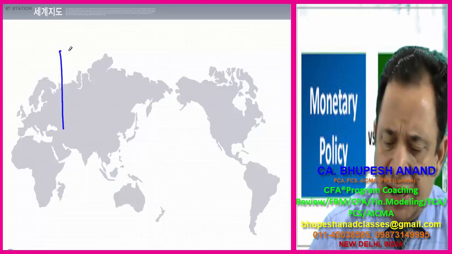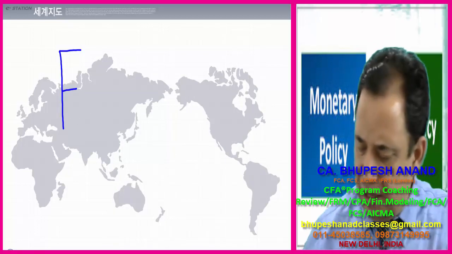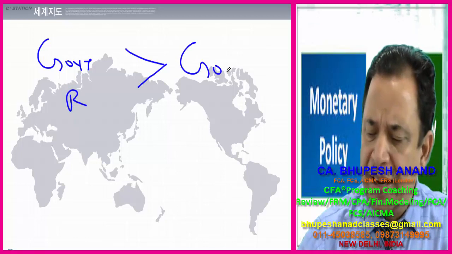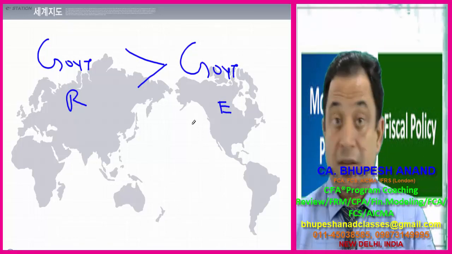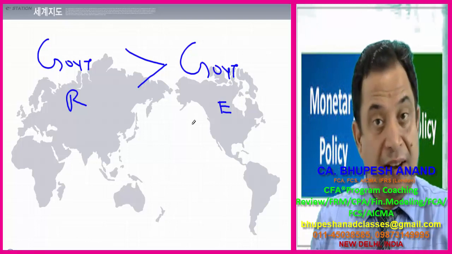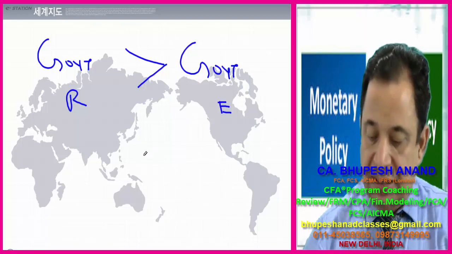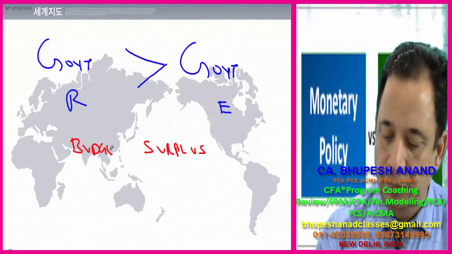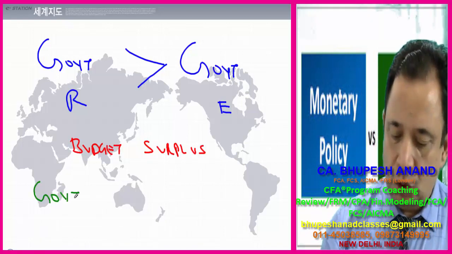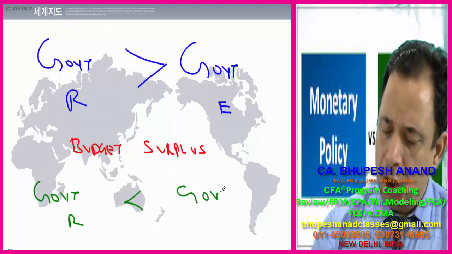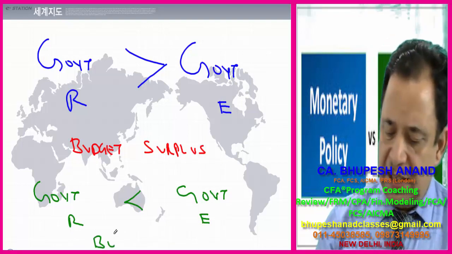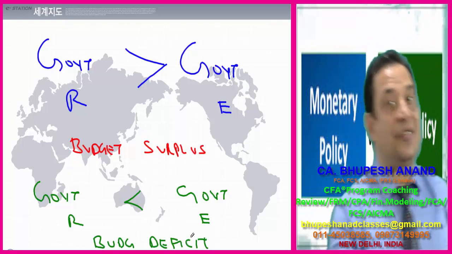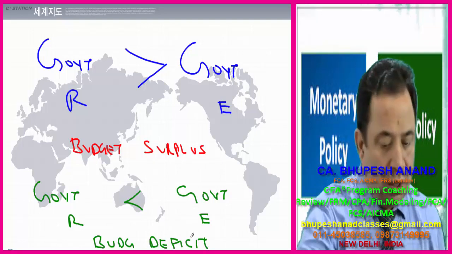Now, fiscal revenue, when I say government revenue: if government revenue is more than government expense, it is a very happy situation. When revenue is more than expenditure, this type of situation is named budget surplus. And in case government revenue is less than government expenditure, it is named budget deficit. So there are two types of scenarios, and we will be dealing with that.